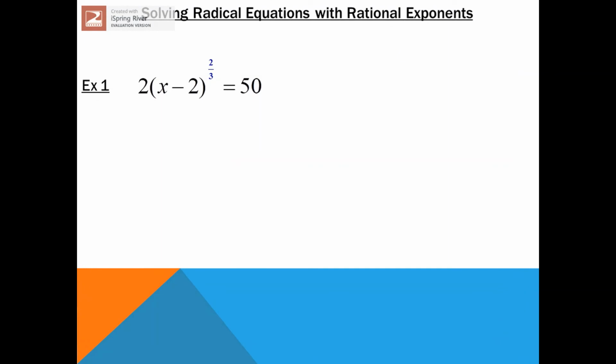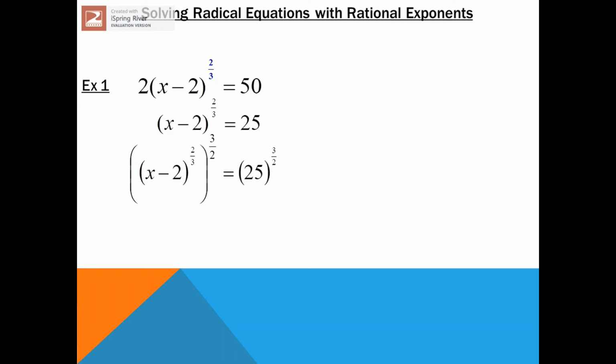Solving radical equations with rational exponents. Another example, we have 2 times (x minus 2) raised to 2 over 3 is equal to 50. Are the parentheses by themselves on the left side? No. Divide by 2. So that's why we have (x minus 2) raised to 2 over 3 is equal to 25, because 50 divided by 2 is 25.